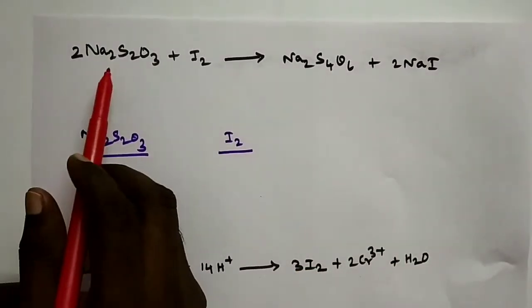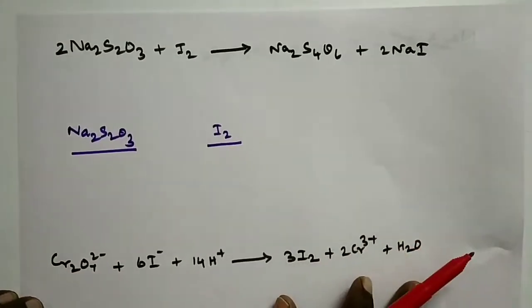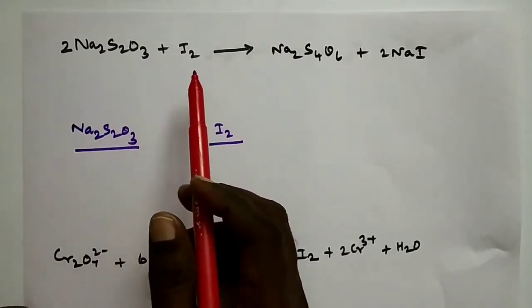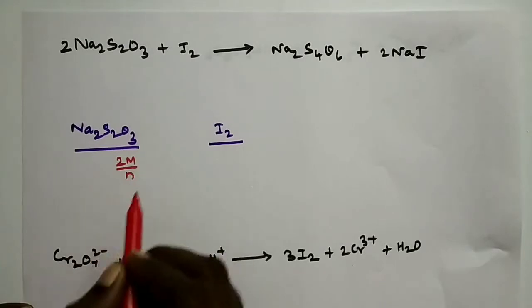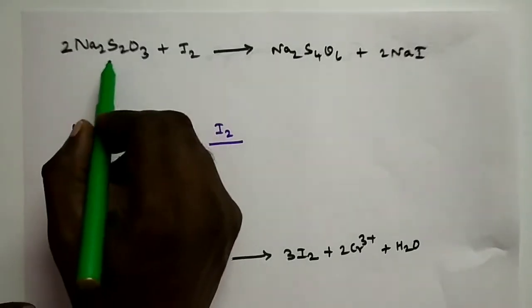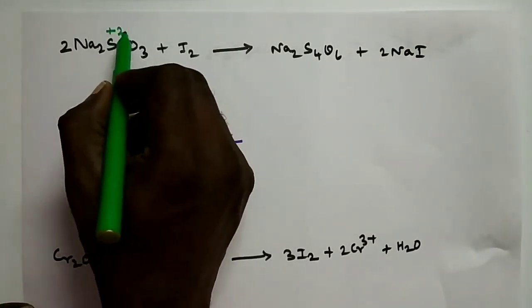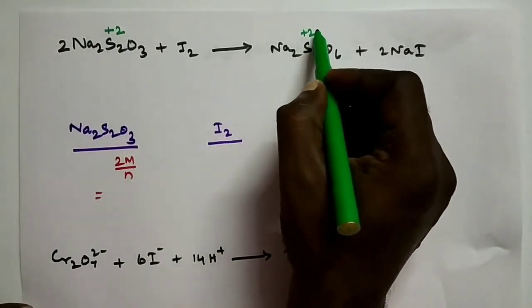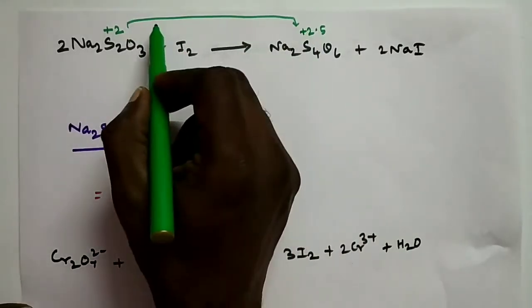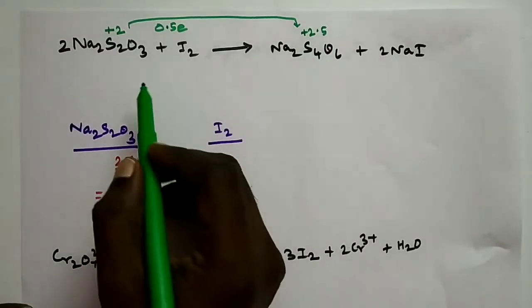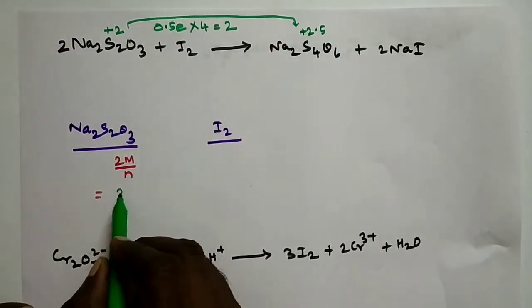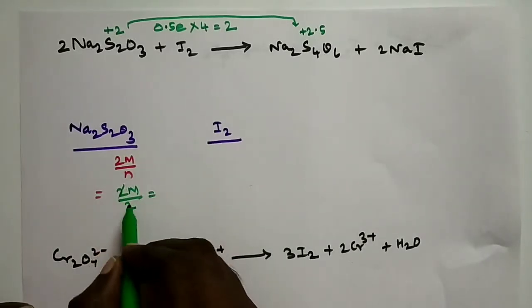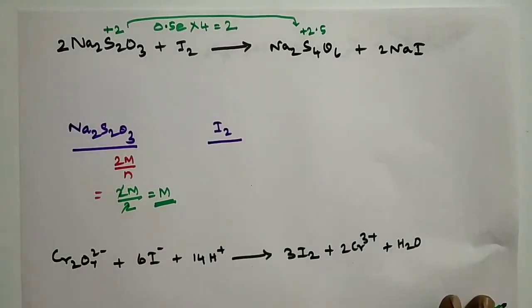Let's see the other example. Sodium thiosulfate reduces iodine into iodide. Sodium thiosulfate is the reductant, iodine is the oxidant. Let's calculate the equivalent masses. There are 2 sodium thiosulfate, so 2M by N. What is N here? Look at the sulfur. Here the oxidation state is plus 2, and here the oxidation state of sulfur is plus 2.5. So that means 0.5 electrons lost. But there are 4 sulfur, here also 4 sulfur, so into 4 is equal to 2. So N is equal to 2. 2M by 2 is equal to M. So the equivalent mass of thiosulfate is its own molecular mass.